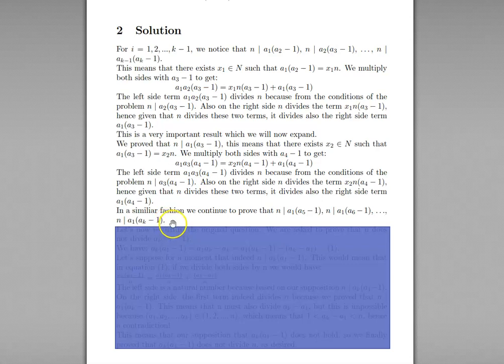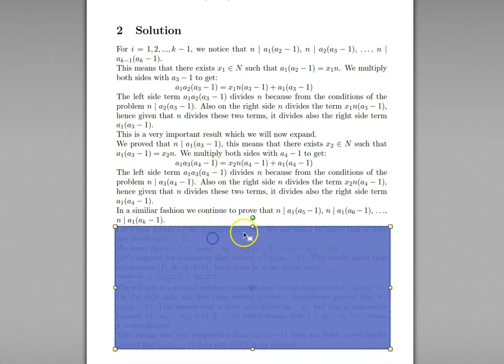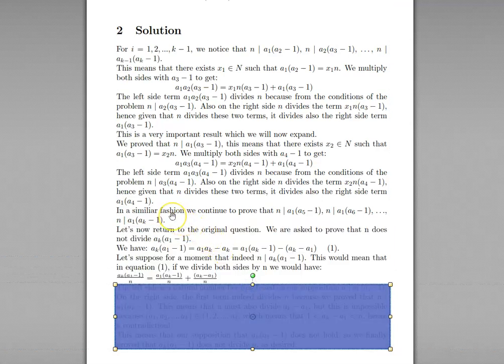We will use this very important fact to prove by contradiction that indeed, from the request of this problem, the expression ak times a1 minus 1 does not divide n. So, with this acquired information, we go to the next step of our reasoning. We return to the original question, that we are asked to prove that n does not divide ak times a1 minus 1. We will try to rearrange this expression so it suits our contradiction proof better.